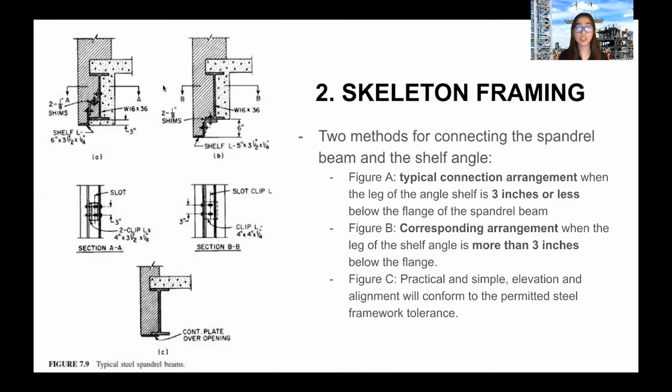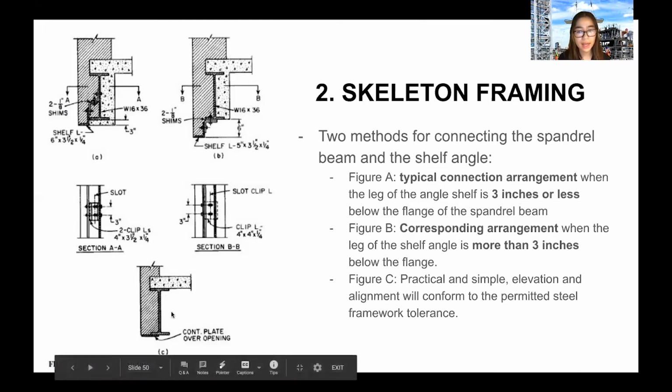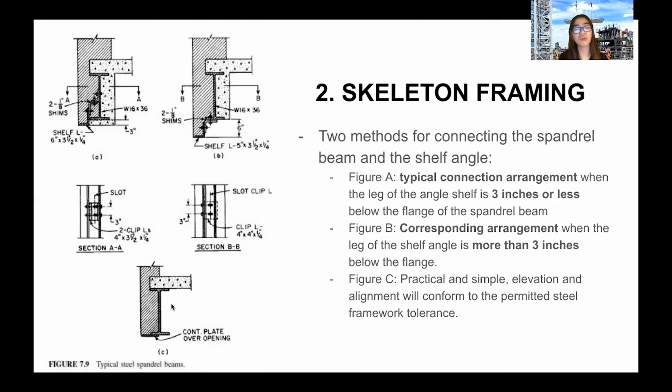Next is figure B, the corresponding arrangement when the leg of the shelf angle is more than 3 inches below the bottom flange. So you can see it here, this one. And lastly, figure C over here, is practical and simple, if elevation and alignment will conform to the permitted steel framework tolerance.